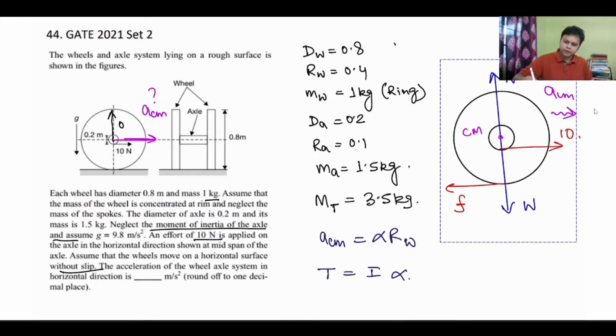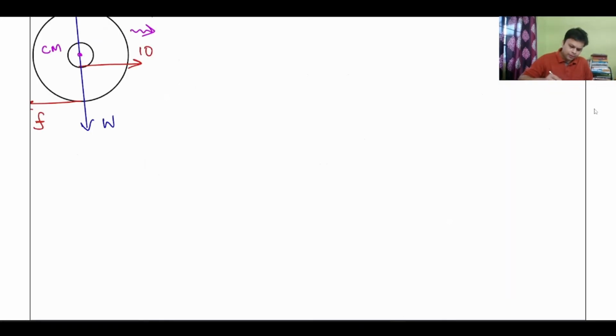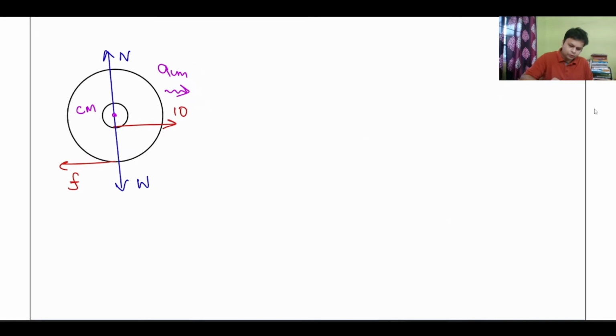Let me copy this figure. Now, all of you please pay attention here. Torque is equal to I alpha. About which point should I take the torque? Should I take this torque about the center of mass? If I take the torque about center of mass, there will be unnecessary friction, which we'll have to find out. So better to take the torque of the system about the instantaneous center of rotation. I prefer to take the torque about instantaneous center of rotation.